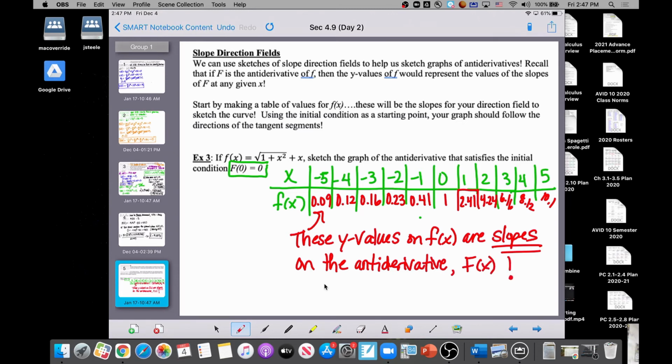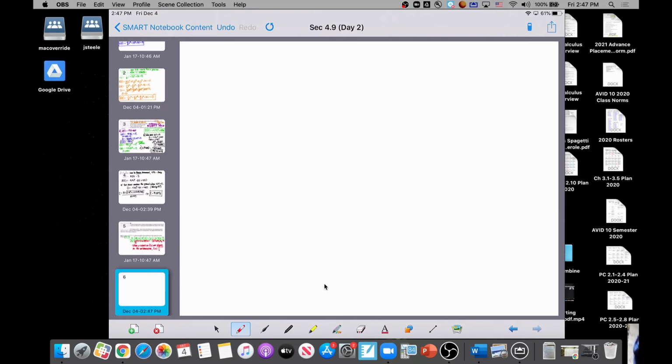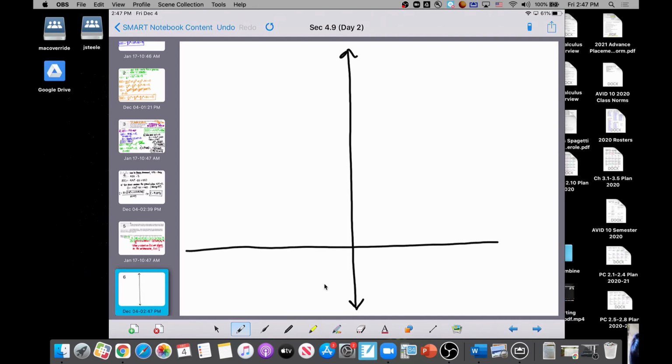So now we're going to do something called sketching a slope field. You're going to draw yourself a nice coordinate plane. Use as much of the space as you have there in your white space on your paper, and we're definitely going to go higher on the y-axis than lower, so we'll put our x-axis down here. And we're going to count out to +5 and -5.